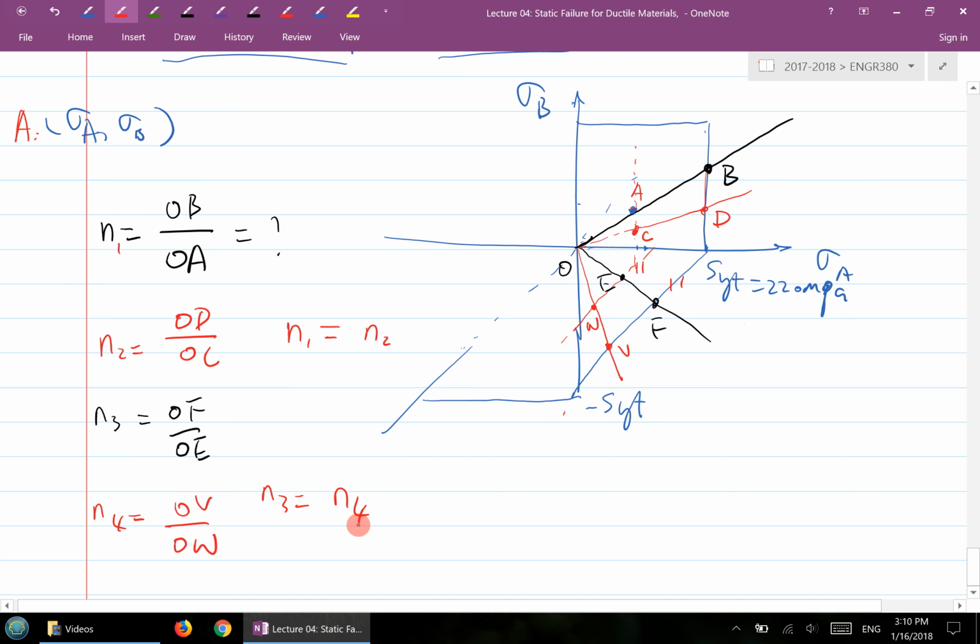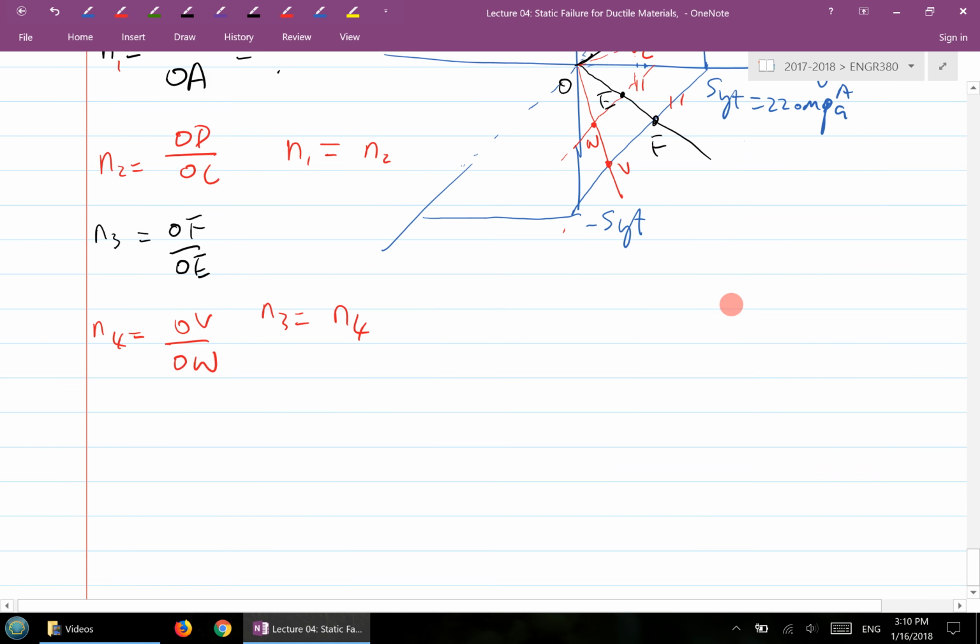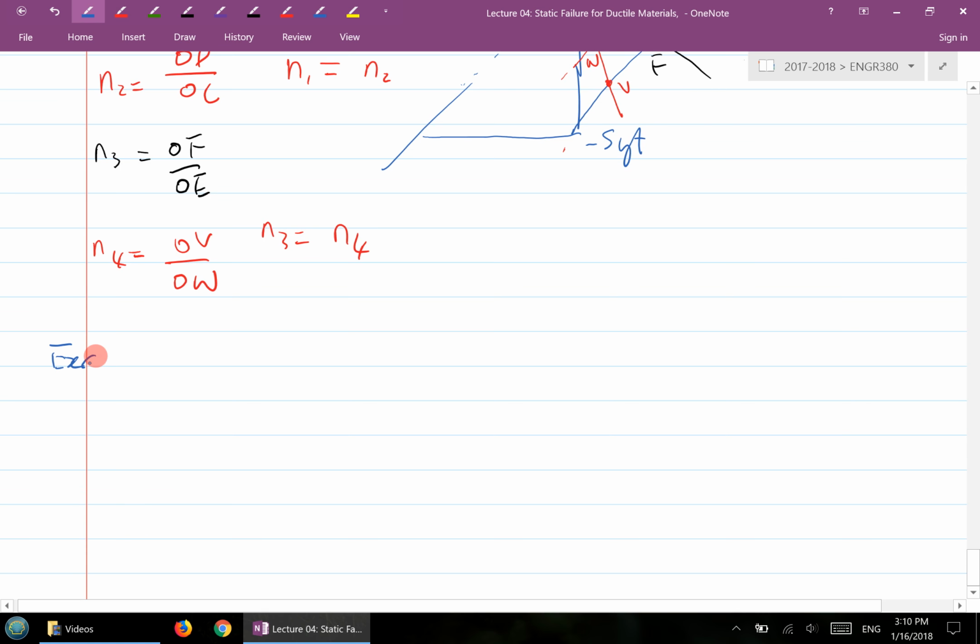Is that good? So that's just the alternative: if you happen to not have a ruler, you can always calculate using this graphical approach. Okay, so let's take a look at another example.